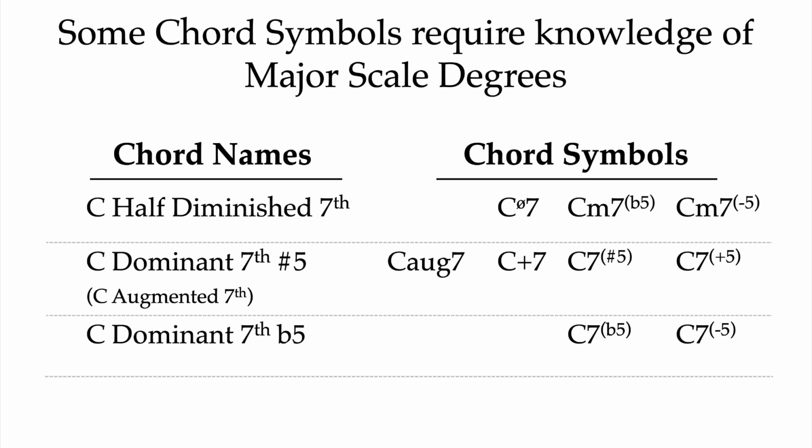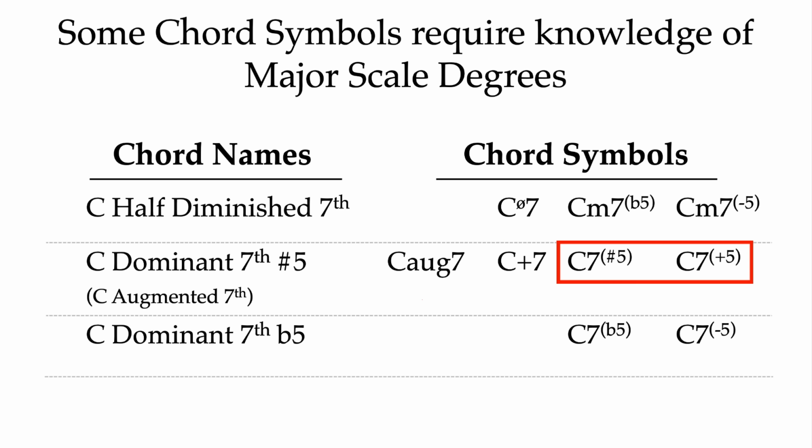Other chords we learned also have major scale degree designations. We have our C dominant 7th sharp 5 chord, also called our C augmented 7th chord, and we have our C dominant 7th flat 5 chord. We have our symbols that we've already learned, so we have that C aug 7 and that C plus 7. So C aug and C plus both mean C augmented, and then you have the 7 after it.